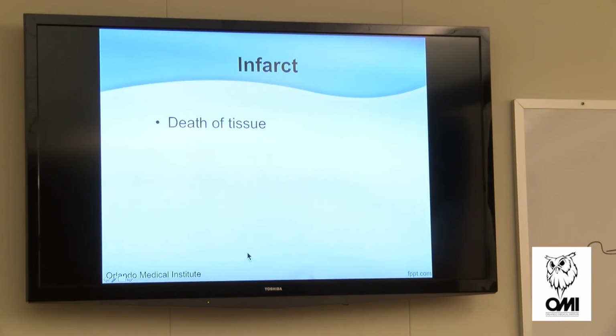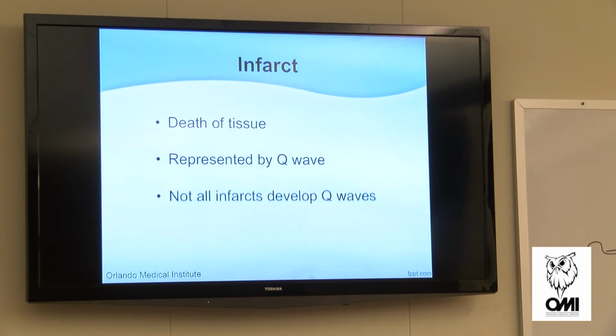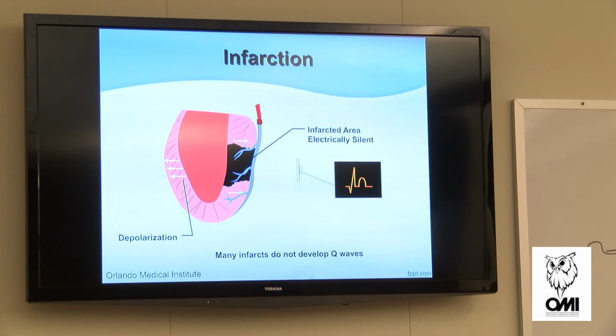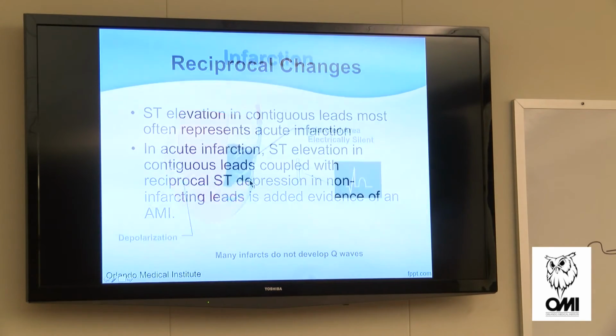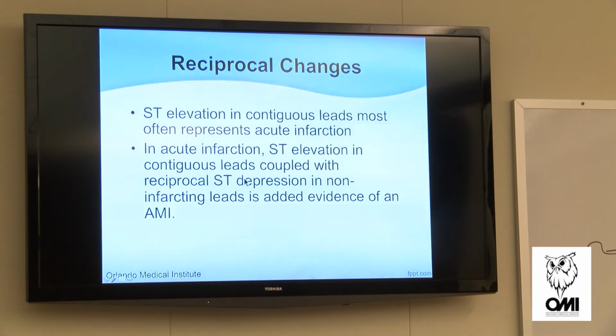So infarction is dead tissue. What can we do for infarcted tissue? Nothing. It's dead. It's represented by a Q wave. Not all infarctions develop a pathological Q wave, but for the majority, you'll see that. So you can see where tissue is dead. What can we do for this tissue? Nothing, as I mentioned. So we talk about reciprocal changes.